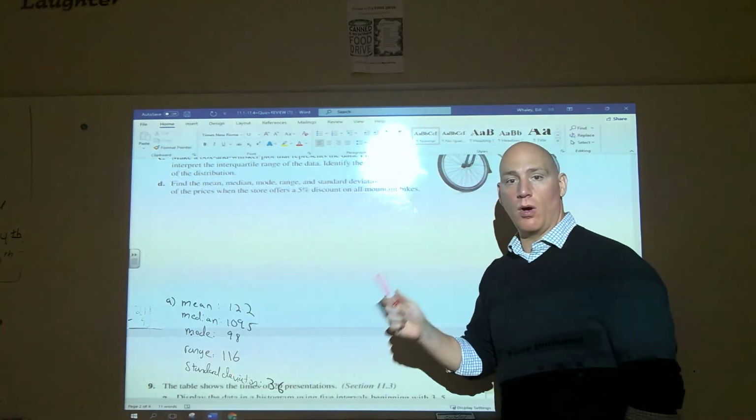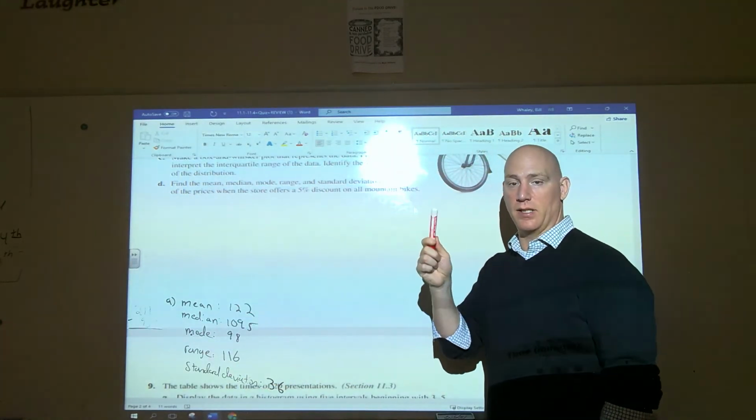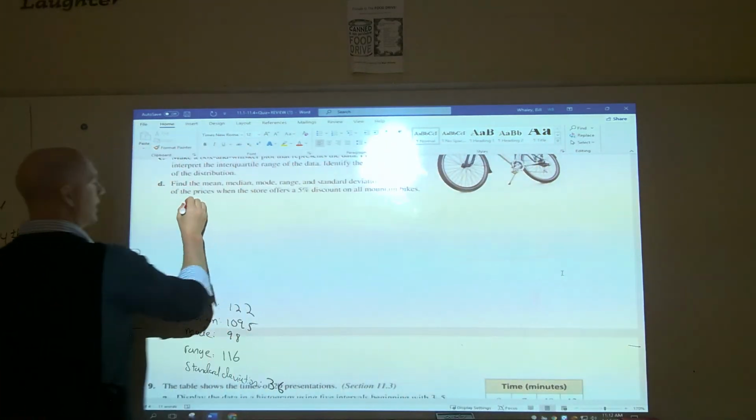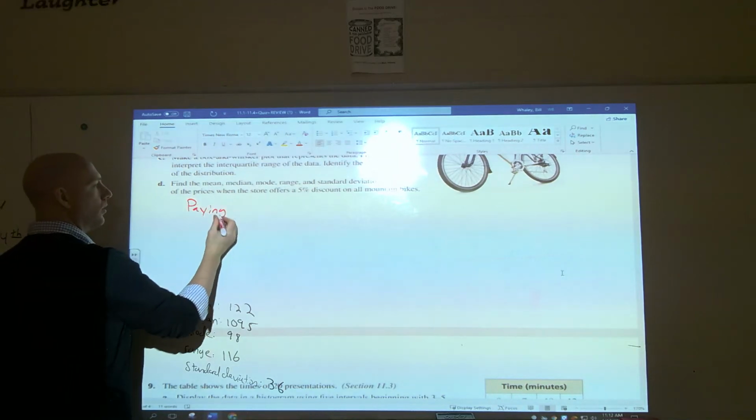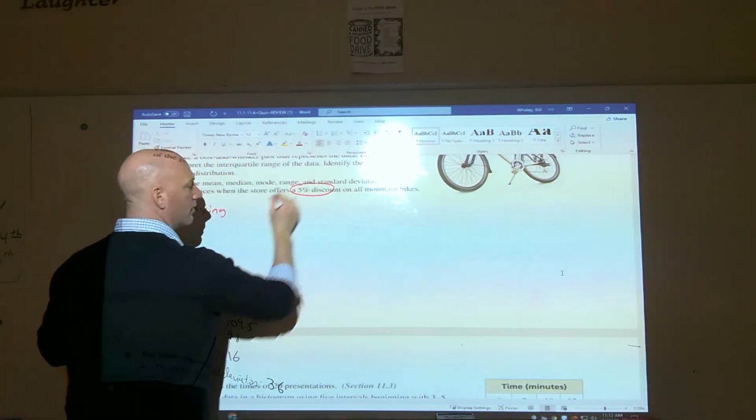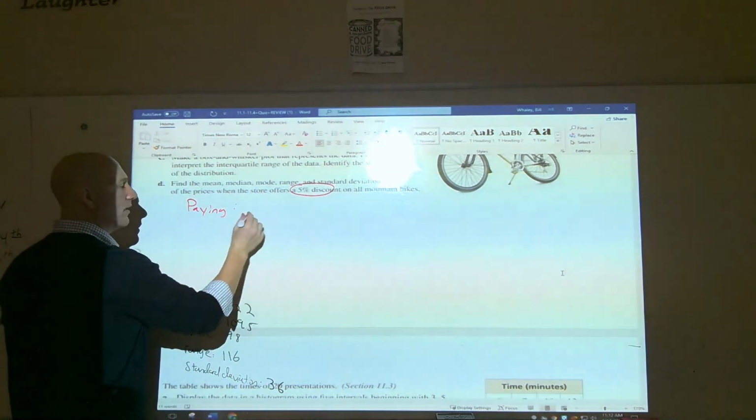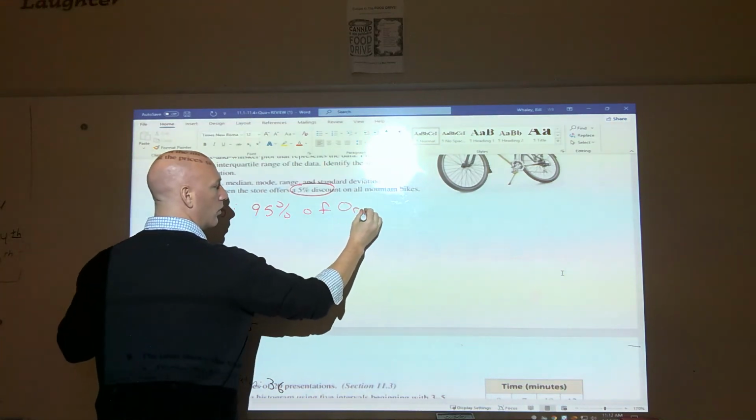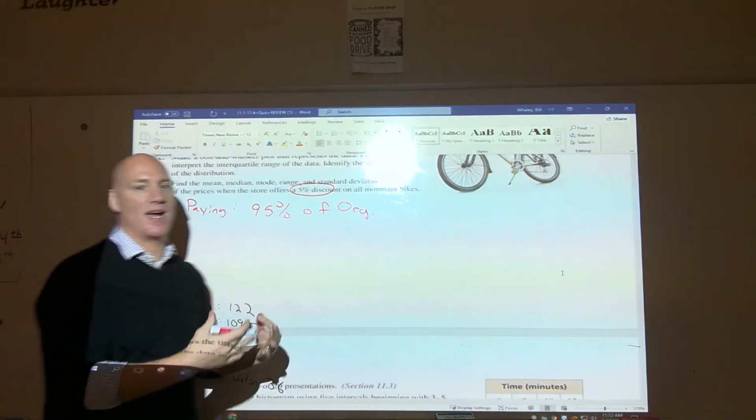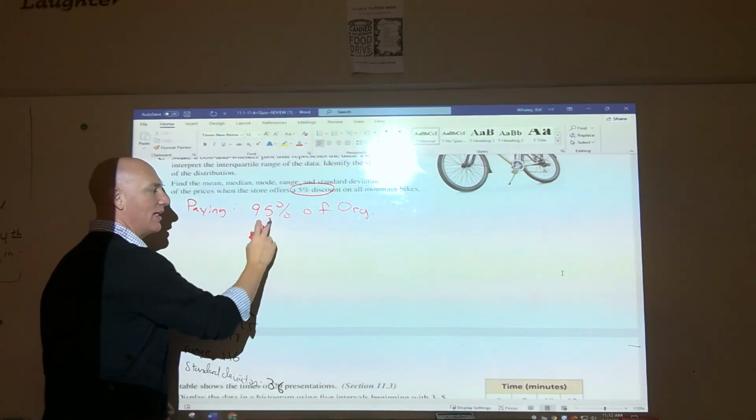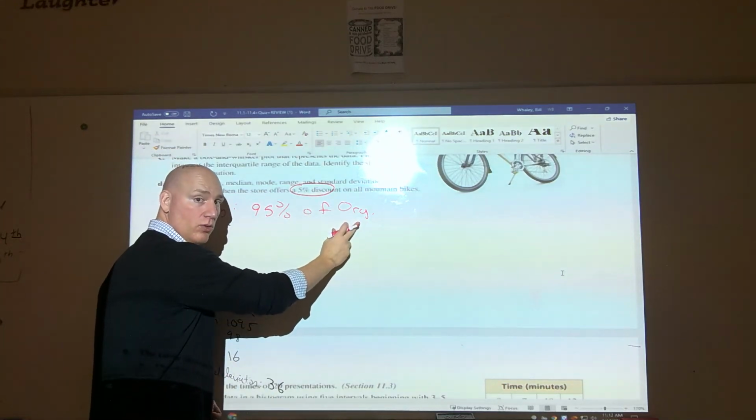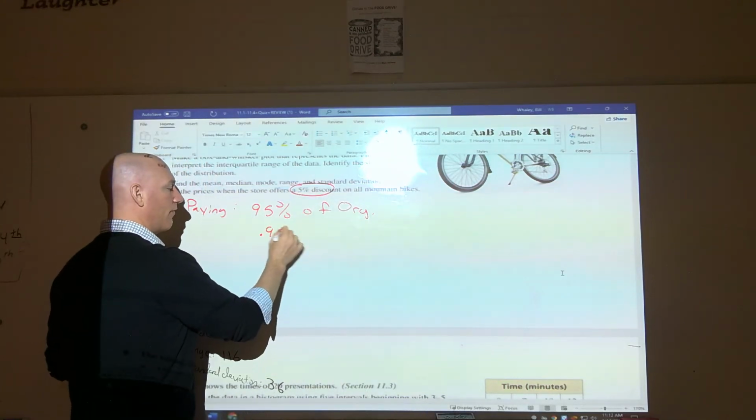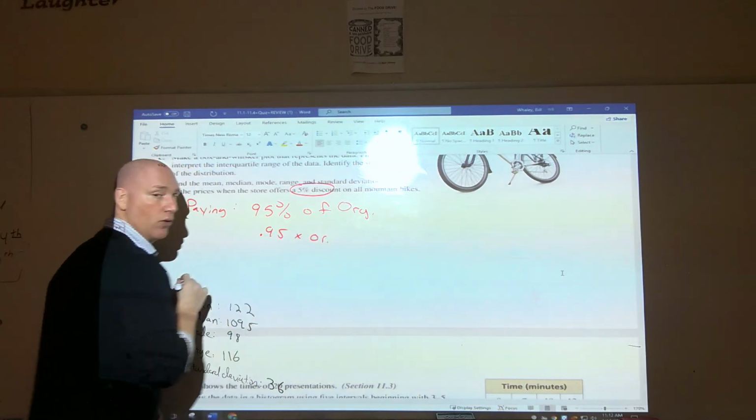So if you are saving 5%, you got to shift your mind here. Don't think how much we're saving. Think how much we are paying. So we are saving 5%. That means we are paying 95% of the original. So what is happening to every number in our data set? We are taking 95% of all of those numbers. That will be the new price of everything. So it's going to be 0.95 times the original.